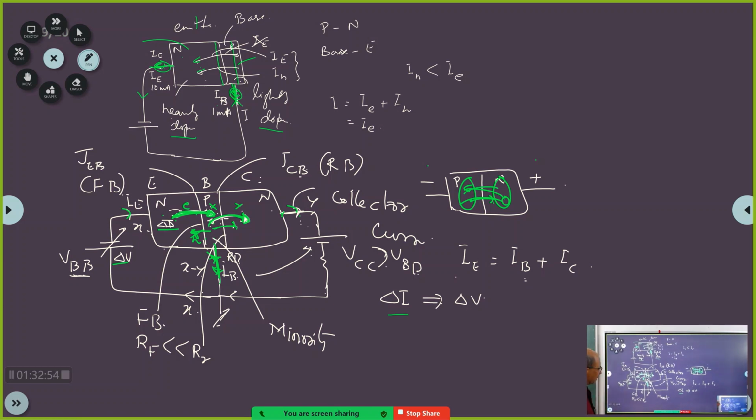Now what you have to listen to here. At the start I told you, say 100 electrons come here in a small interval of time. Out of 100 electrons, 10 will come here and 90 will go here. Agreed? Why? Because this reverse bias is like forward bias for the minority charges. So it is going to suck them.